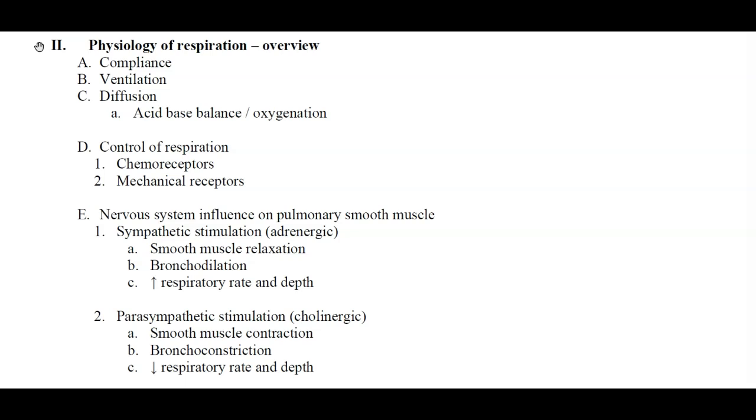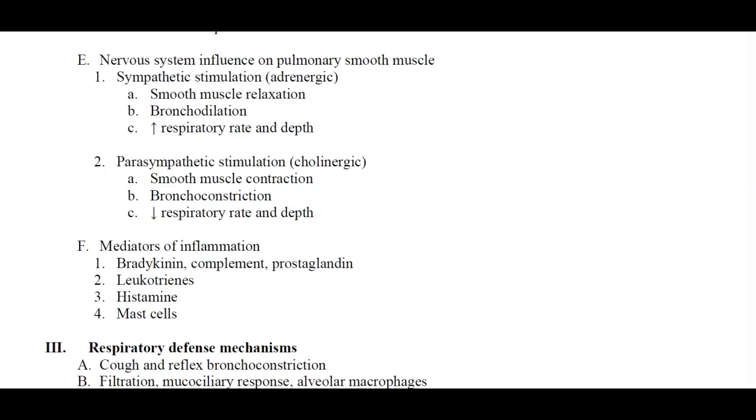When it comes to the mechanical receptors, this detects mechanical forces, movement, tension, or pressure in the physiological processes that affect the respiratory rate and the surfactant production. The nervous system influences the pulmonary smooth muscle.